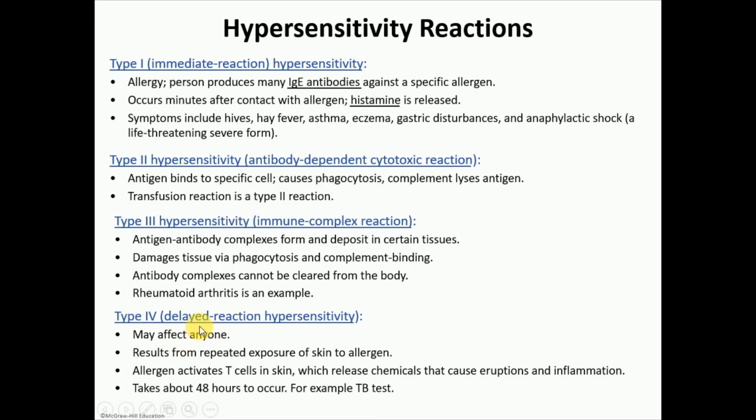Type 4, or delayed reaction, can happen to anybody. It is due to overexposure to, or repeated exposure of your skin to, an allergen. For example, if you got a tuberculin test done before, the TB test where they inject a little bit of attenuated or even dead TB intradermally, under the skin, and then they ask you to come back 2 days later to see if there's a reaction or not. So you come in 48 hours later, and that's why it's known as a delayed reaction. And this kind of allergy is due to T lymphocytes.